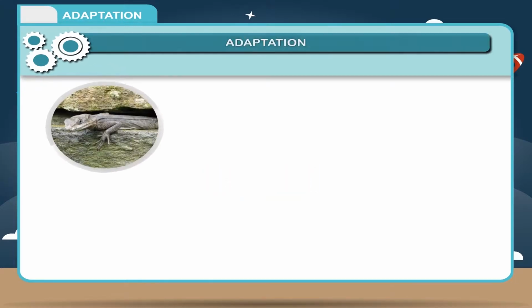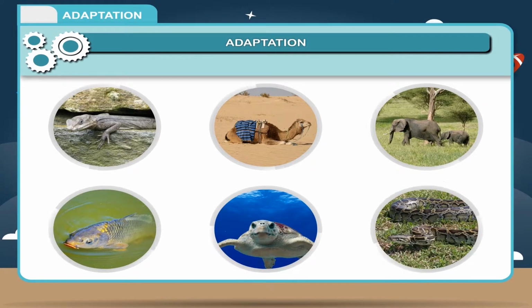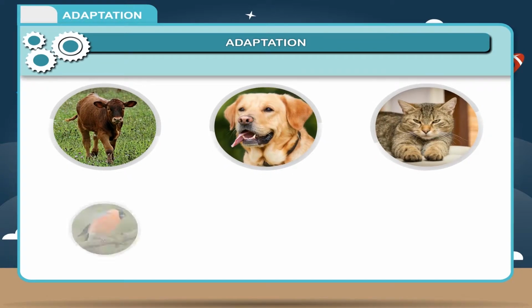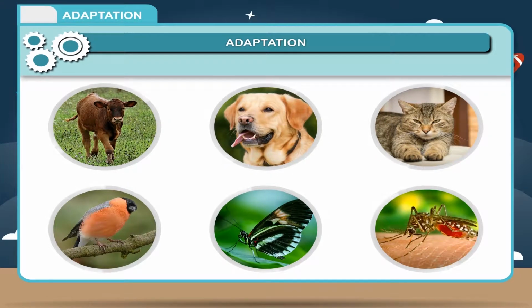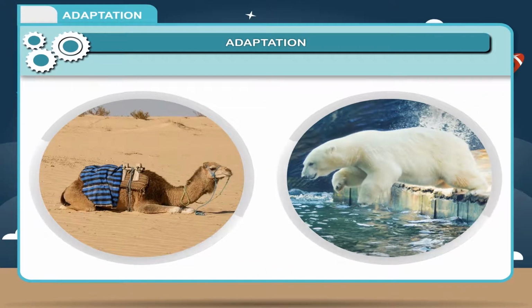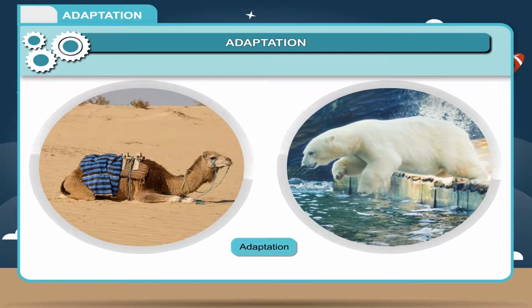Adaptation. Only those organisms survive that have the characteristics that help them to cope with a particular environment. Those which cannot adapt are eliminated. The development of characteristics which help an organism to survive in a particular environment is known as adaptation.